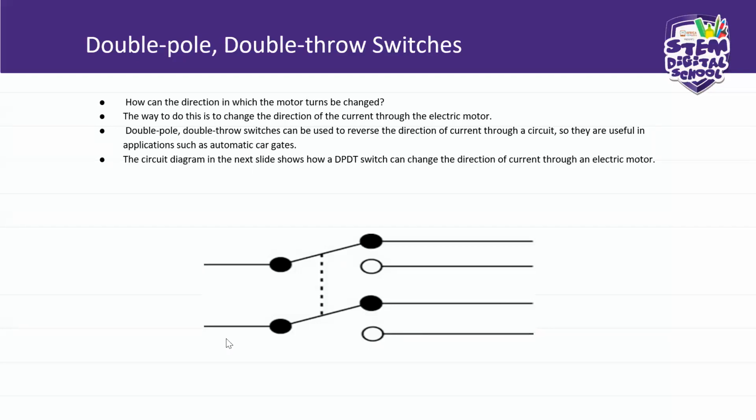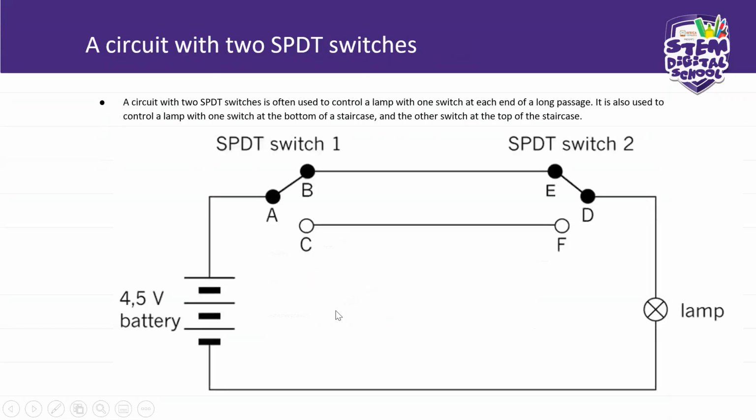This is only a symbol, okay? The graphic symbol for the double pole, double throw switch: you have two poles and you have two throws, okay? Let's see, this is the circuit. A circuit with two single pole double throw switches. Right, let us look at it, because we have two of these circuits. Now, two of these switches.